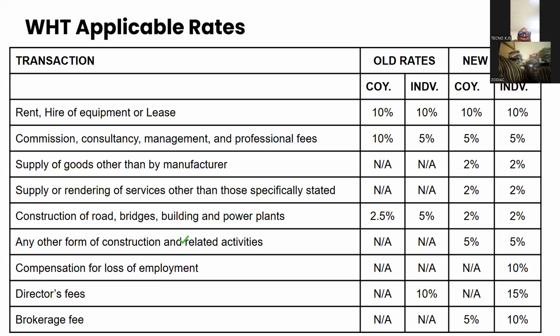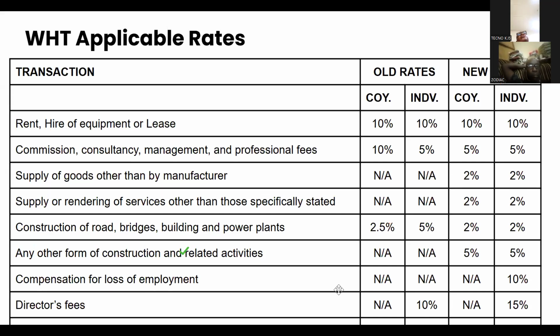The compensation for loss of employment, before it was not applicable, but now it's 10%. So let's assume they sacked you outrightly without your, let me not say without your knowledge. You lost your employment either by sack or natural disaster or whatever it is, and they pay you a compensation. They're supposed to withhold 10% from that compensation and pay to the government on your behalf.